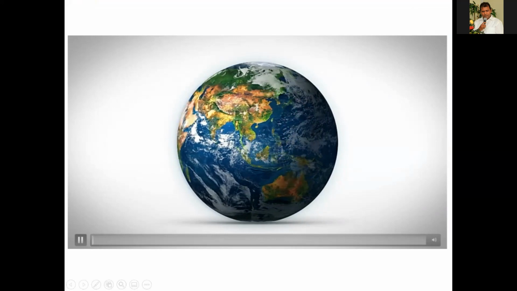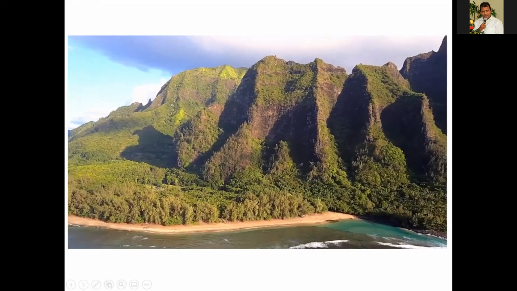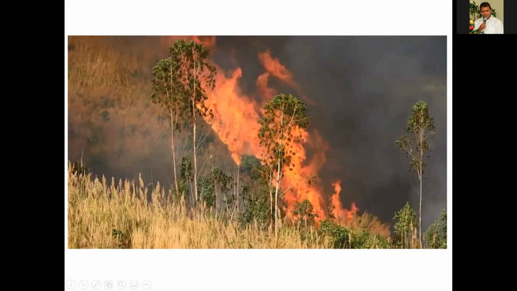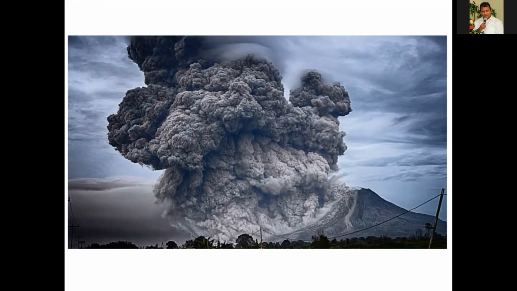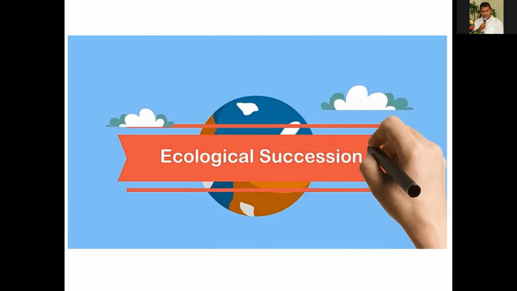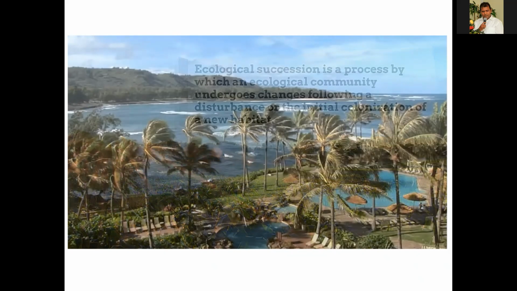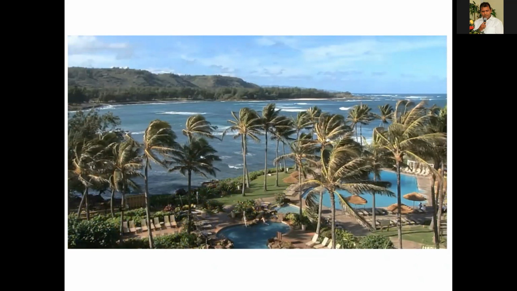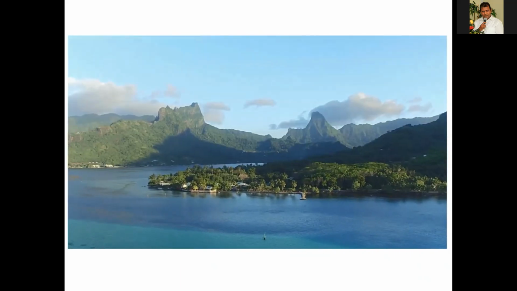The world is constantly changing. New islands are being created, fires burn in forests, volcanoes explode and destroy areas. Nothing remains the same, and habitats are constantly changing. Ecological succession is a process by which an ecological community undergoes changes following a disturbance or the initial colonization of a new habitat. For example, the islands of Hawaii were formed from volcanic activity. From their fiery start, over time they became tropical islands.